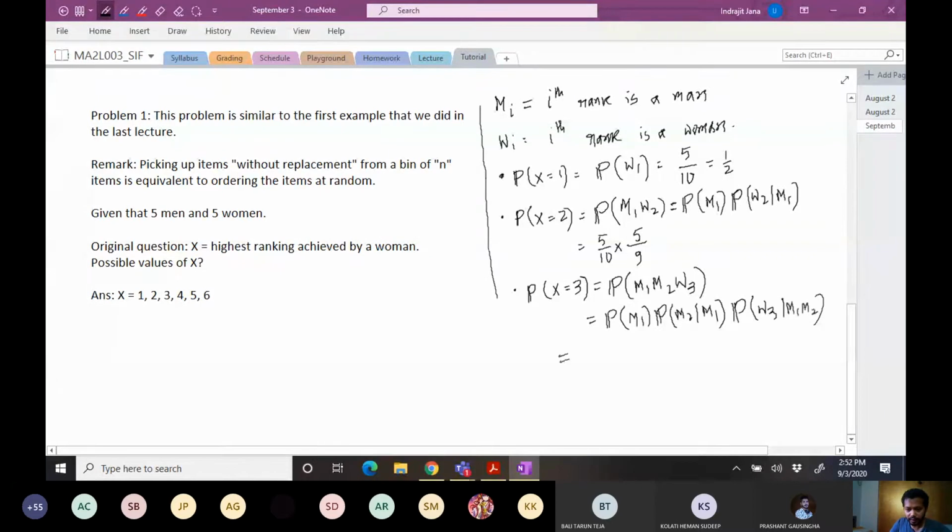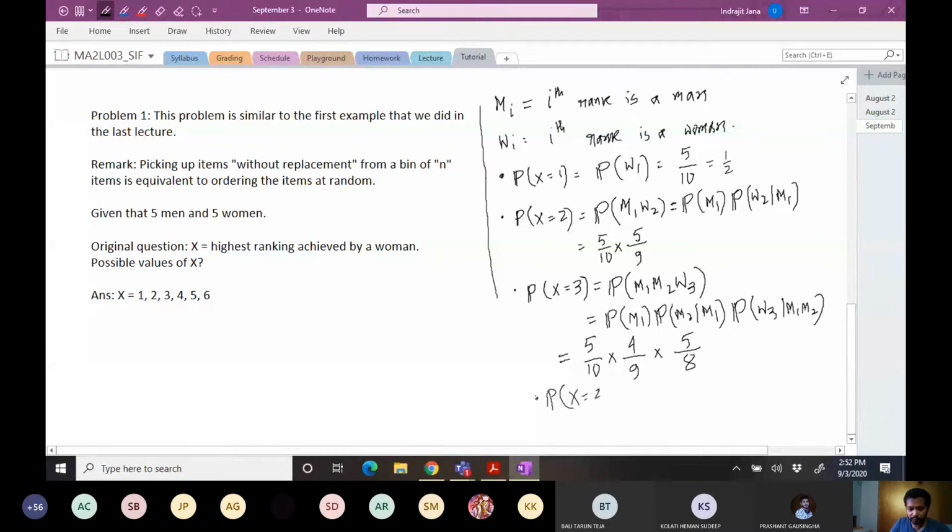So probability of M1 is 5 over 10. Probability of M2 given M1 is saying that out of 9 people, the first person which we picked is already a man. What is the probability that the second person is also a man? There are 4 men left, so it's going to be 4 over 9. And the last one, out of 8 people, we want a woman. There are 5 women left, so it's 5 over 8, right? So on. You can do these kinds of calculations like the previous day's lecture.